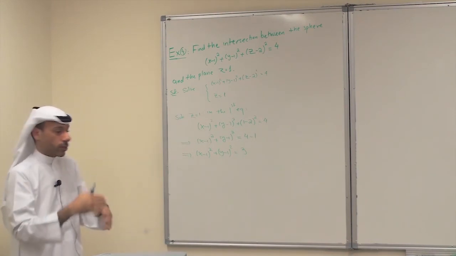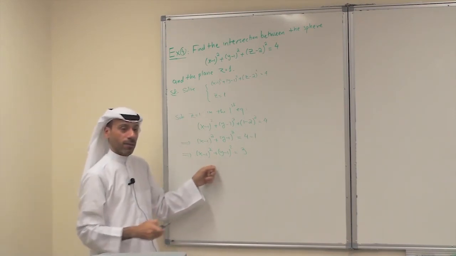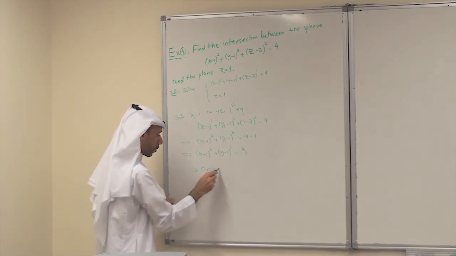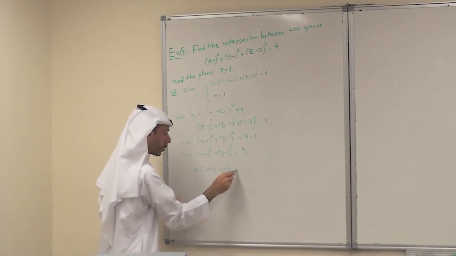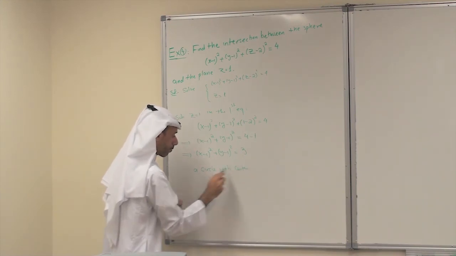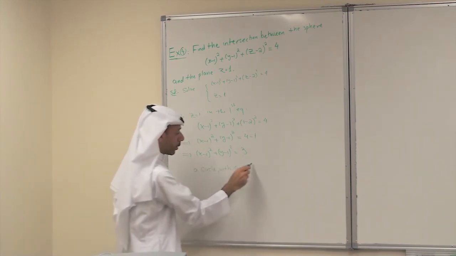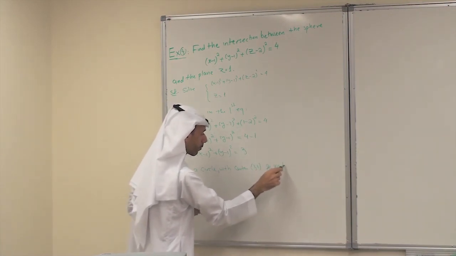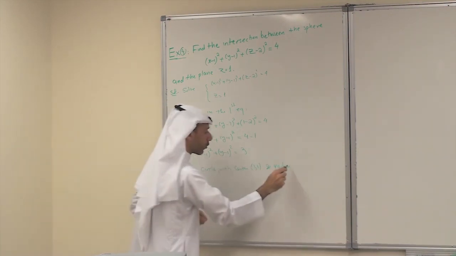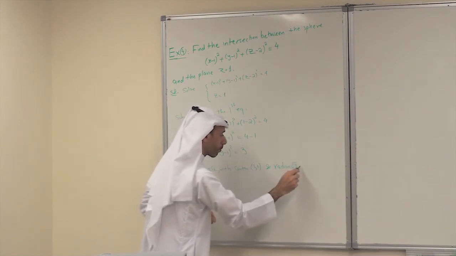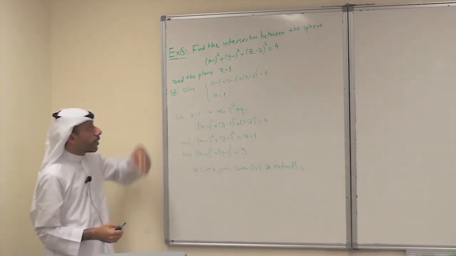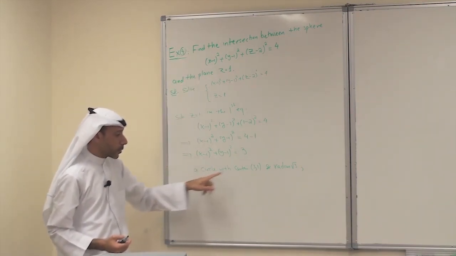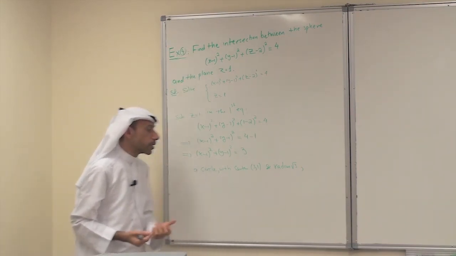So the intersection is a circle, okay? A circle with center (1, 1) and radius square root of 3. The intersection between the sphere and the plane is a circle with center (1, 1) and radius root 3.